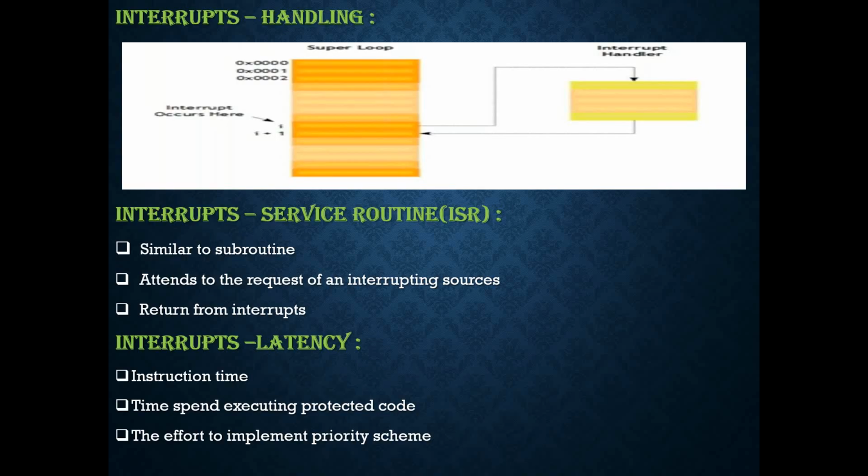Interrupt handling. This diagram shows how the interrupts are handled. Interrupt service routine, ISR, is important and similar to a subroutine. Return from interrupt attends to the request of an interrupting source. Interrupt latency is the time spent executing protected code, the effort to implement a priority scheme.